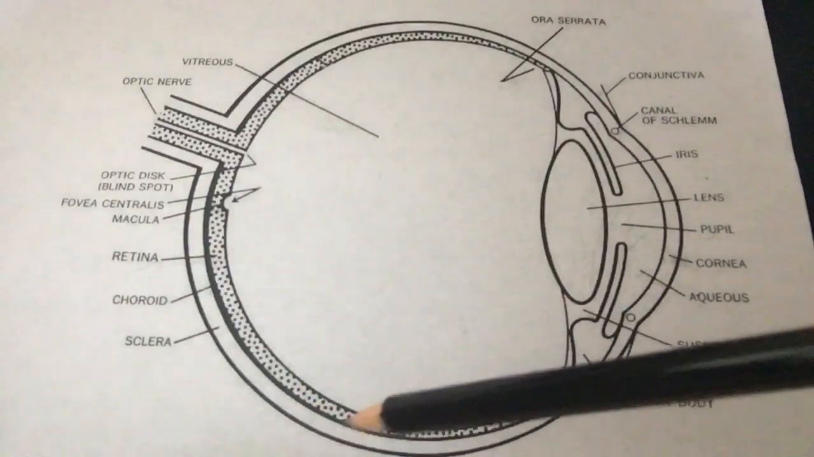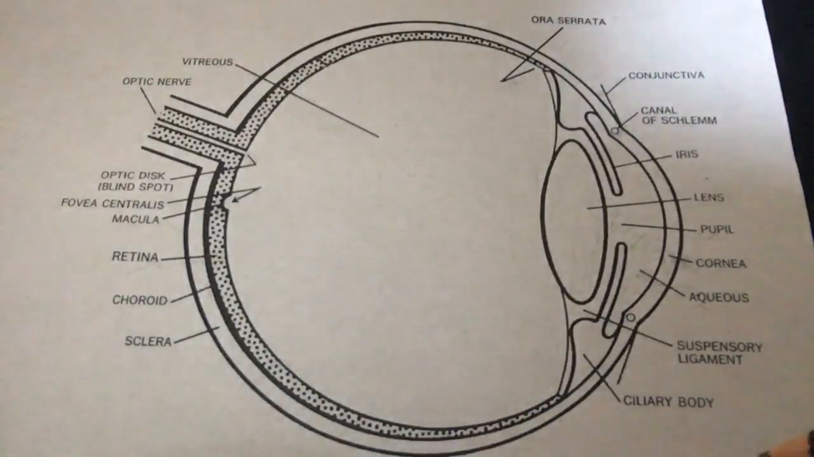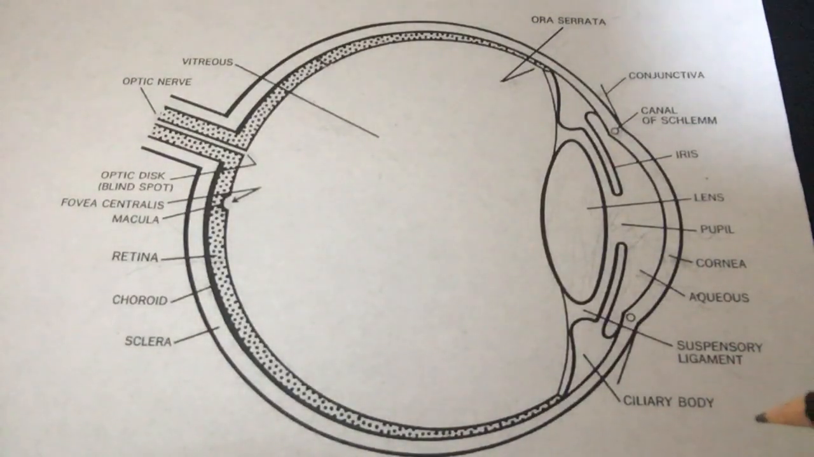And over here we have the retina. The retina is the inner lining of the back chamber of the eye, which contains the photoreceptors, which are rods and cones that receive light rays. They convert these light rays into electrical impulses, which are relayed to the brain via the optic nerve.